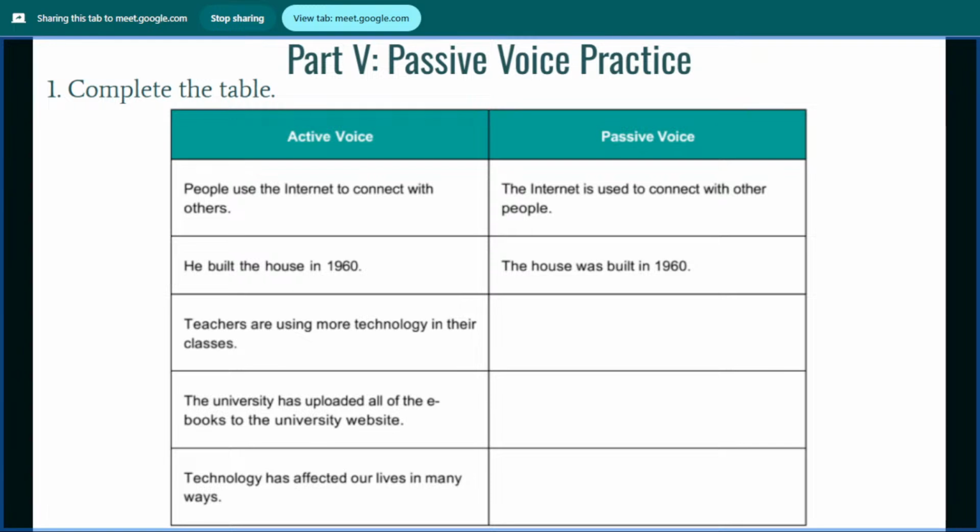Next, Pranjali. All of the ebooks have been uploaded to the university website by the university. Uploaded to the website by the university. Or you can just say website, because when you say website it is understood that it is the university website, because you're saying by the university, correct? Okay. Last one.